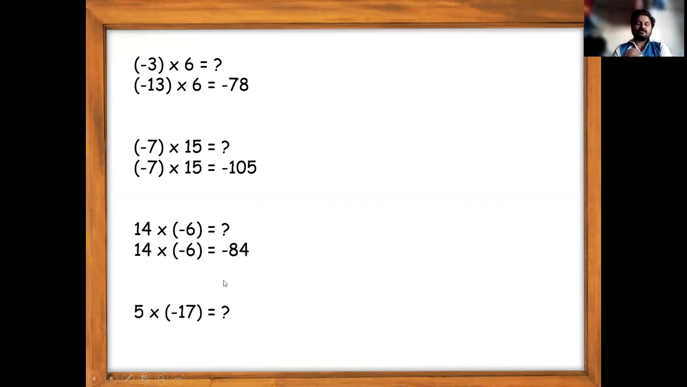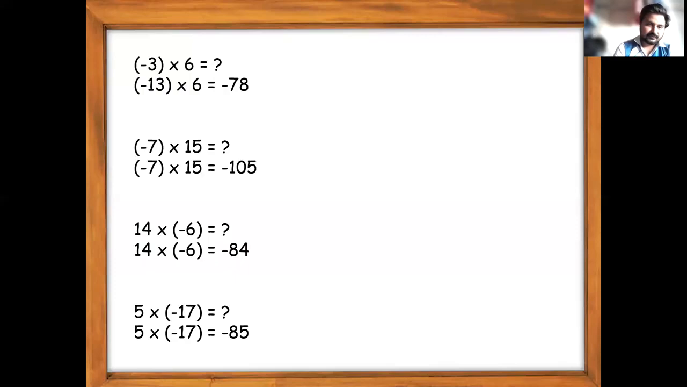Now solve this sum and tell me what do you observe with respect to the sign of both the integers? That 5 is a positive integer here and 17 is a negative integer. And what is your final answer for this? Absolutely correct. 85 is the correct answer. And the sign of the answer is minus.